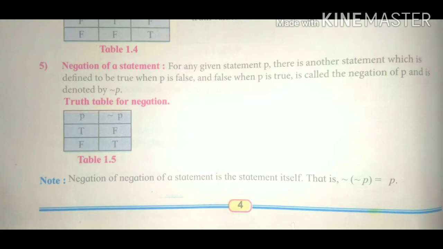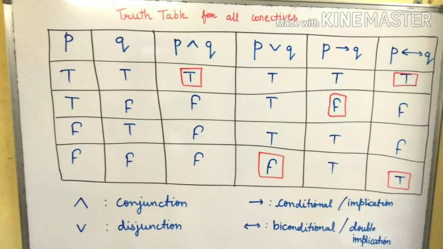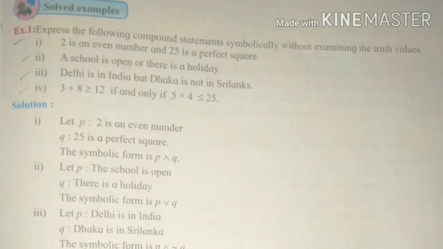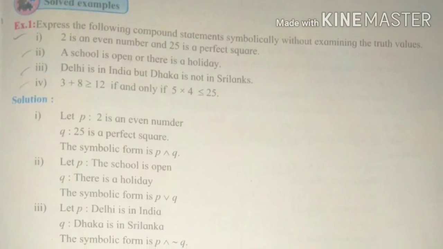We remember that negation of negation is a statement itself. Now, student, remember the truth value of logical connectives, its symbolic representation, and the word which is used for them. We go through exercise. The first exercise is express the following compound statement symbolically.